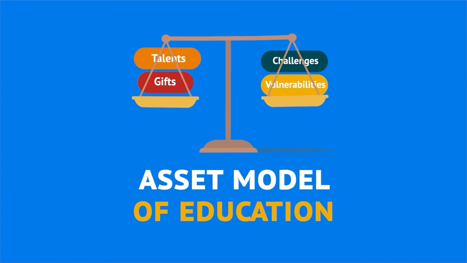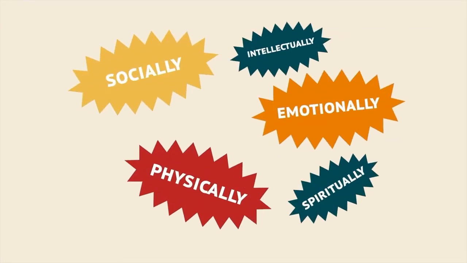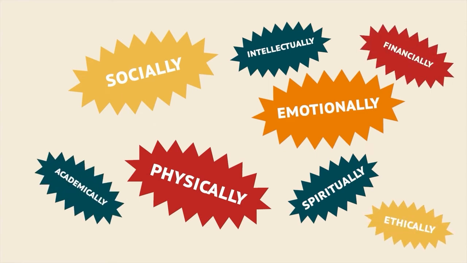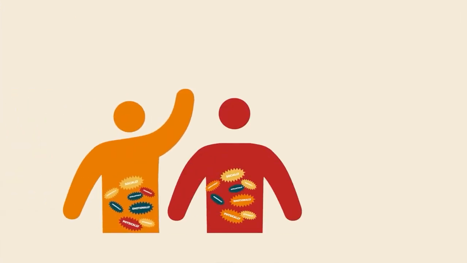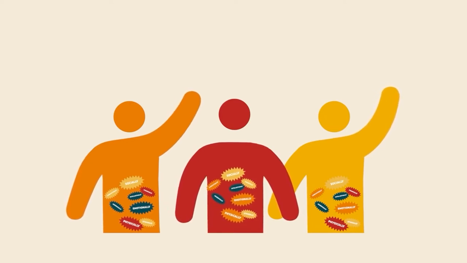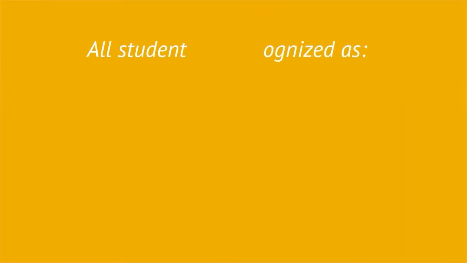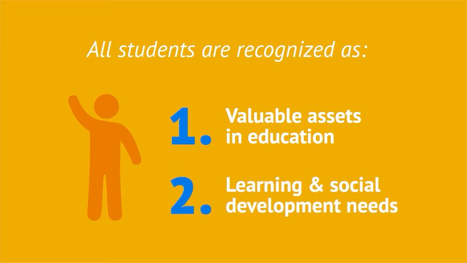Consider everything that makes us who we are. Socially, emotionally, physically, spiritually, intellectually, academically, financially, ethnically, linguistically, and more. While these characteristics are part of who they are, they are not all of who they are. These characteristics are also part of who we are, but not all of who we are. In an equitable learning environment, all students are first recognized as valuable assets in the education process, and secondly recognized for their learning and social development needs.